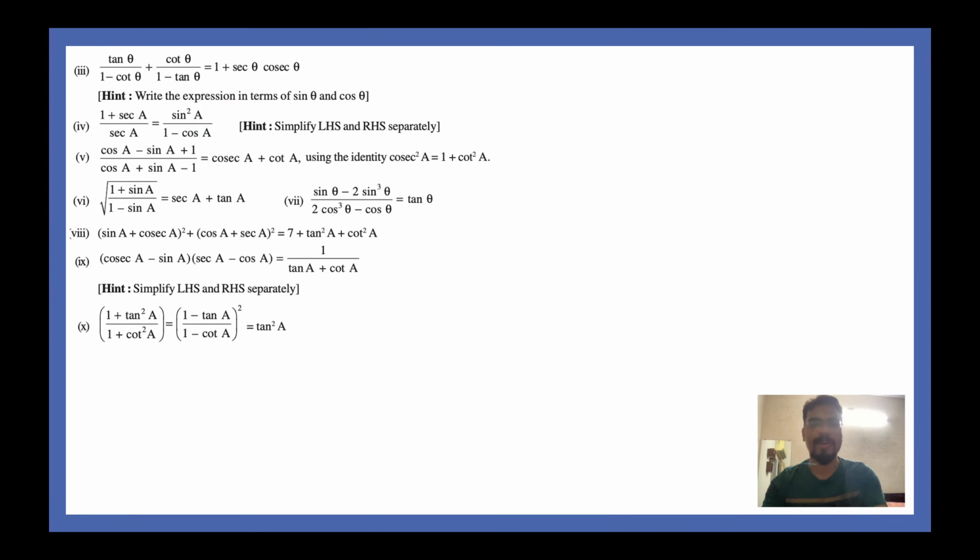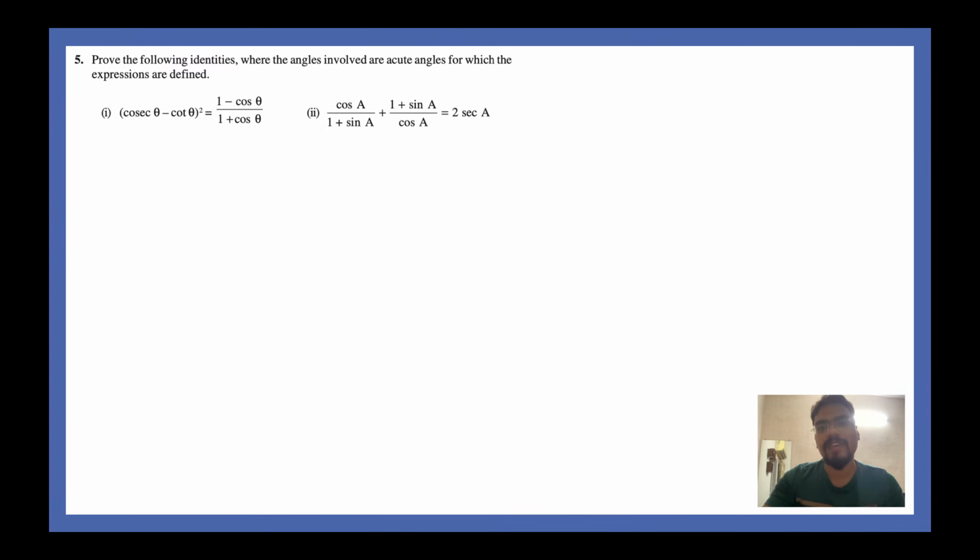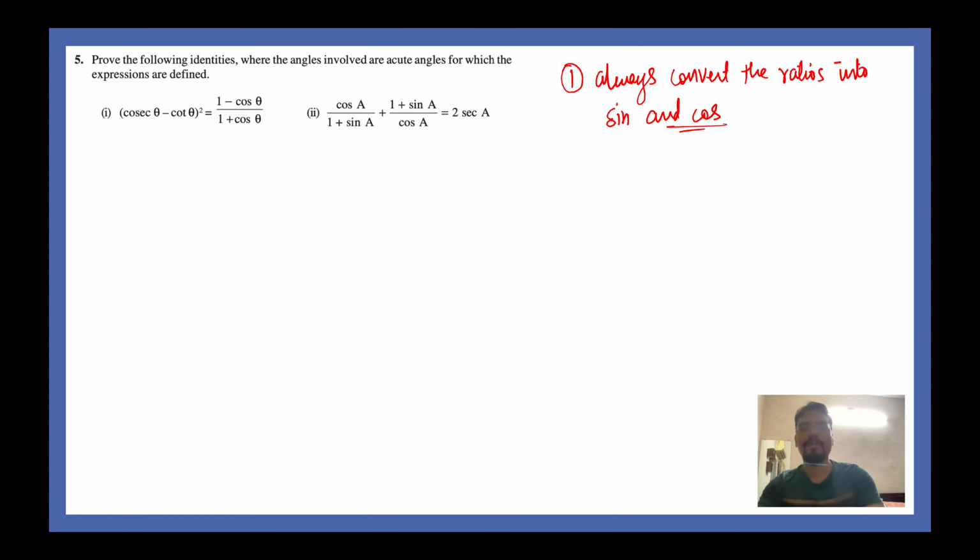Now, before diving into exercise 8.4, one thing we need to remember is that always convert the ratios into sine and cos. The moment you do that, your path will become clearer, and you will be able to realize what next step you're going to take. So don't worry, stay with me, and straight away we are doing this exercise.